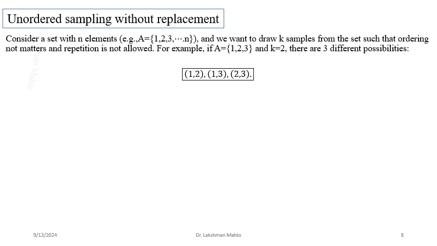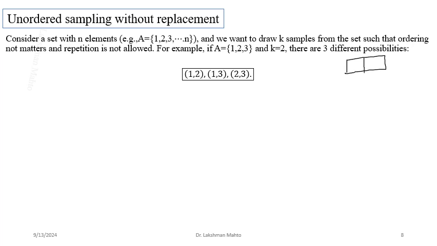If you are taking a set of three numbers, 1, 2, 3, how many possible samples of size 2 without order, without replacement would there be? 1,2; 1,3; 2,3: 3 possibilities are there. So when you are saying a sample of size 2, you come up with a box and order does not matter here.